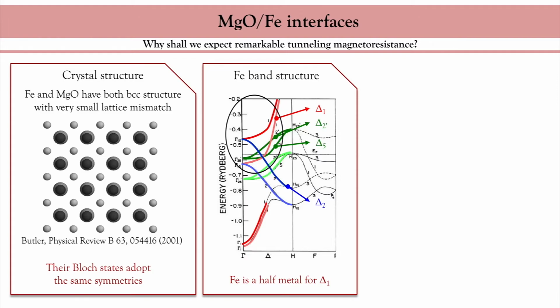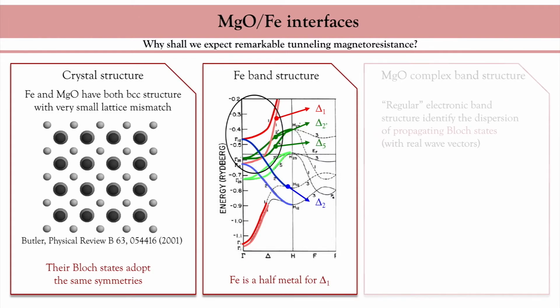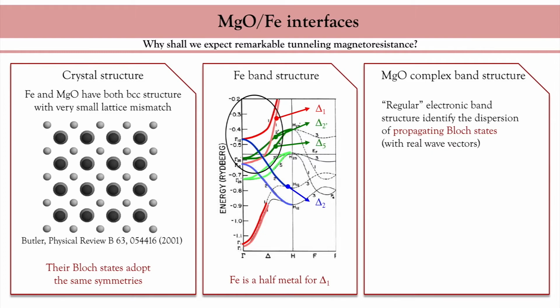The last remarkable feature of this system pertains to the complex band structure of MgO. What do I mean by complex band structure? You know that in crystals, electrons are represented by Bloch states, indexed by their propagating wave vector k. The band structures of such crystals are the energy bands on which this wave vector is real, so that the electron can propagate. You could extend this concept to evanescent states.